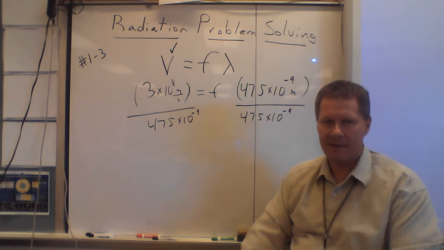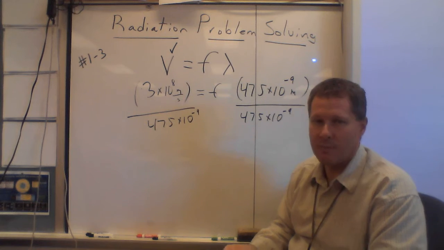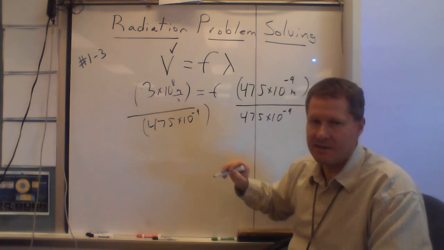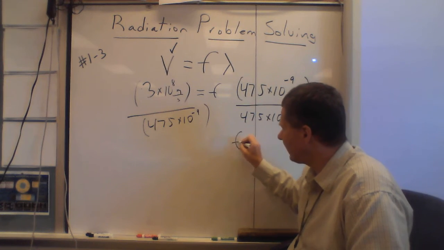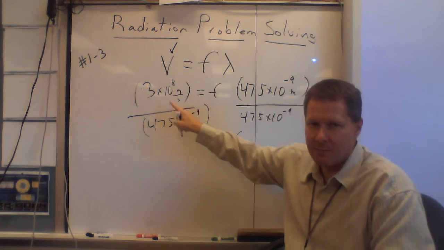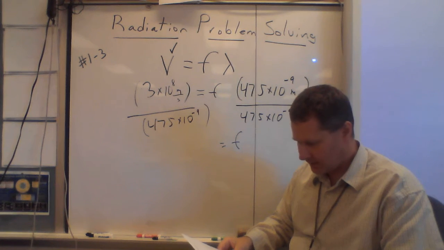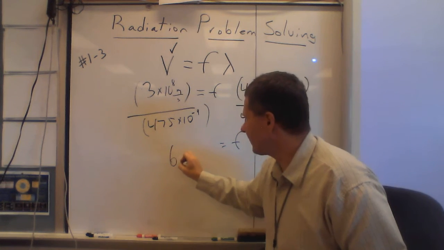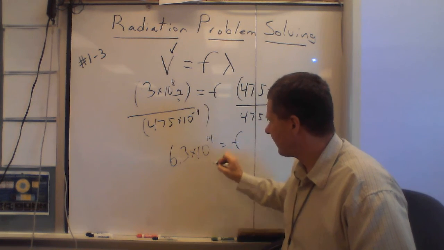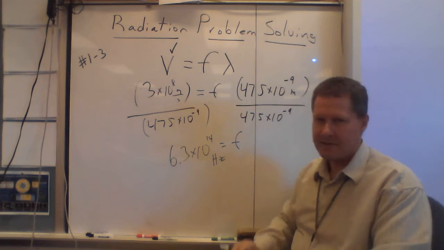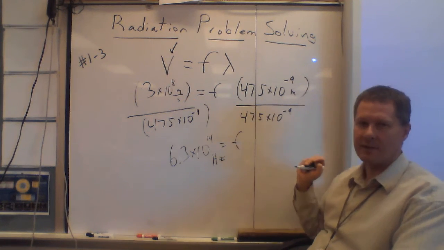So you'll probably need a calculator for this. You've got to use scientific notation. You might even want to put both of these in parentheses so that your calculator doesn't mix up the order of operations. But we do ultimately want to simply divide that number by that number, and we will get a big number. Specifically, it's going to be about 6.3 times 10 to the 14th. That's in hertz. I did put units up here. That's always a good thing.